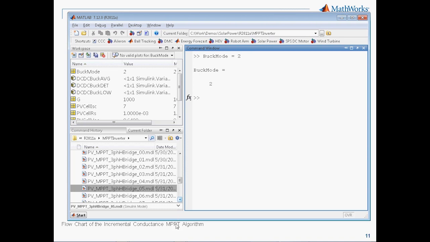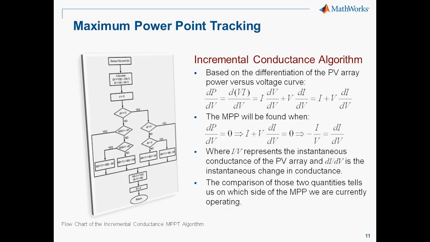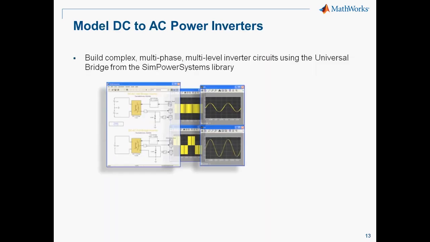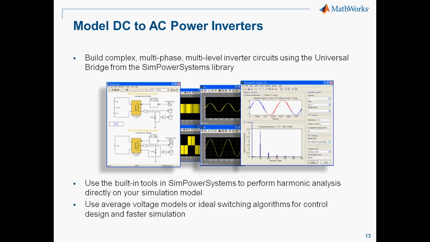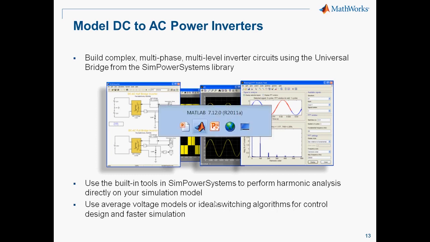And what I'm going to do is go back to my slides. This is just an explanation of the incremental conductance algorithm. Of course, with the same bridges that I showed you, we can build and model DC to AC power inverters. There are built-in tools that allow you to do harmonic analysis, and I show you how to do average voltage models, for example. So let me go back to MATLAB.